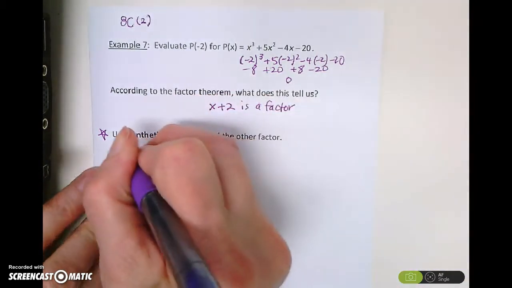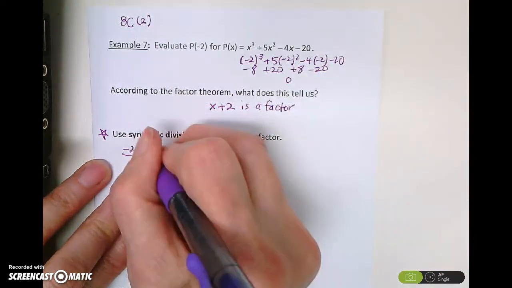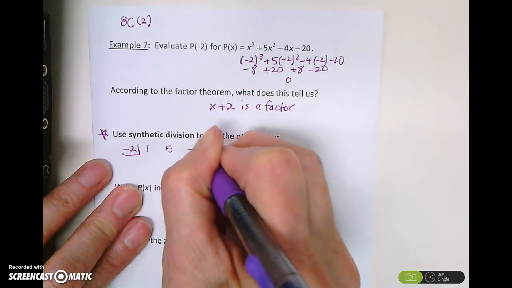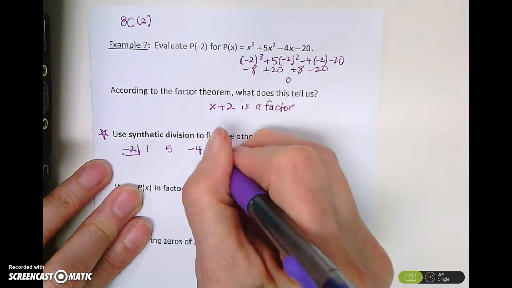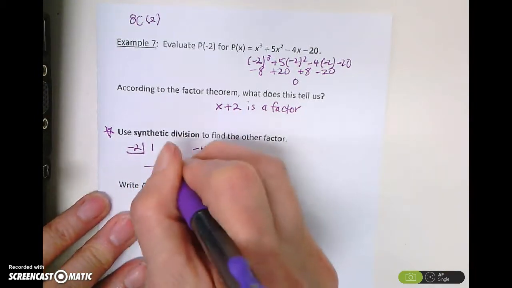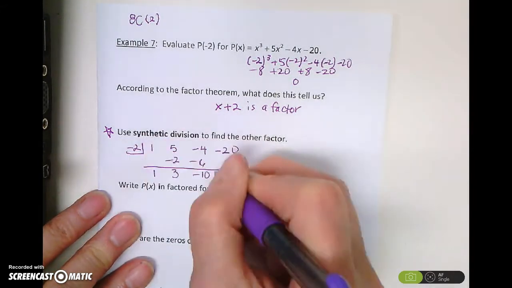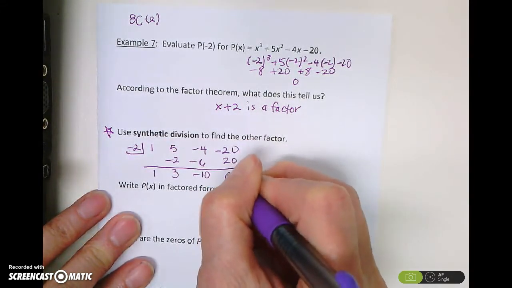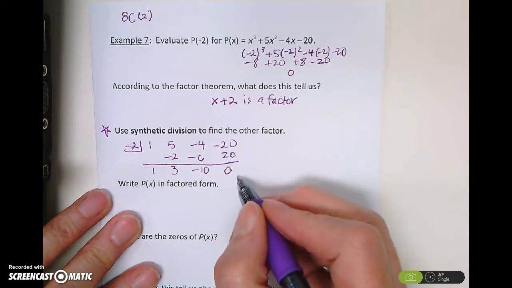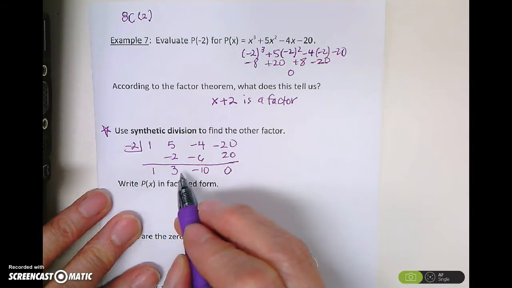So I'm going to have negative 2, and it's going to go into, I have a 1, 5, negative 4, and negative 20. So draw my line, that's going to be 1, negative 2, 3, negative 6, negative 10, 20, and this adds up to be 0. So this is no surprise. We have a remainder of 0. So when I divided by x plus 2, I get this answer.